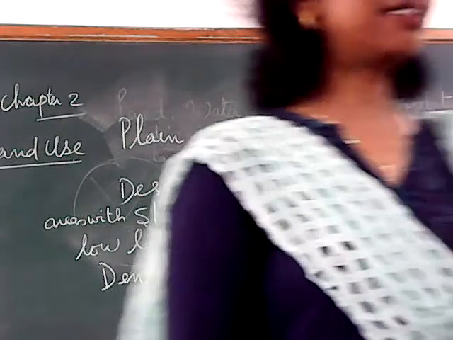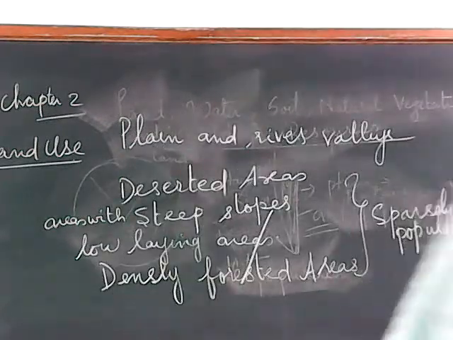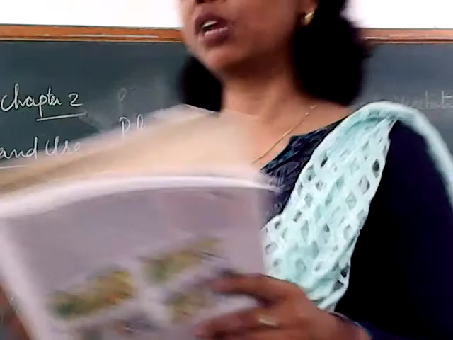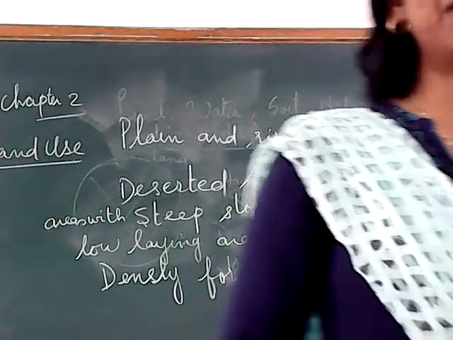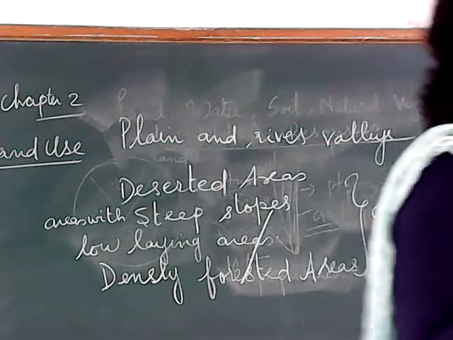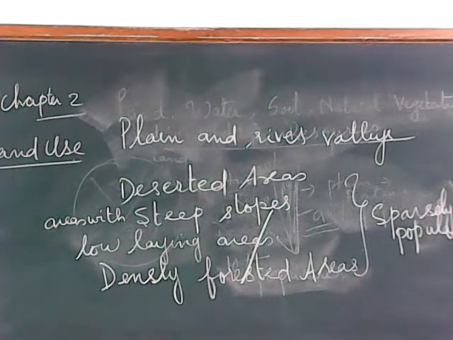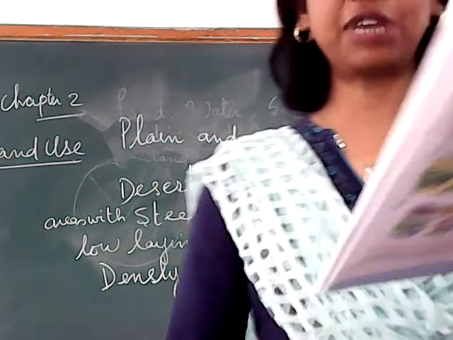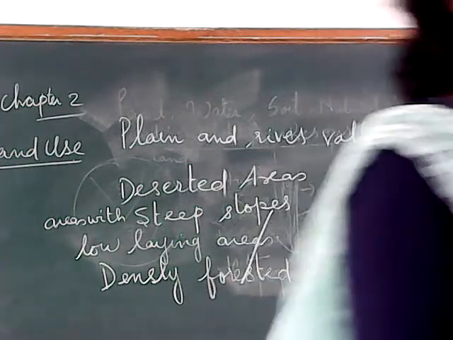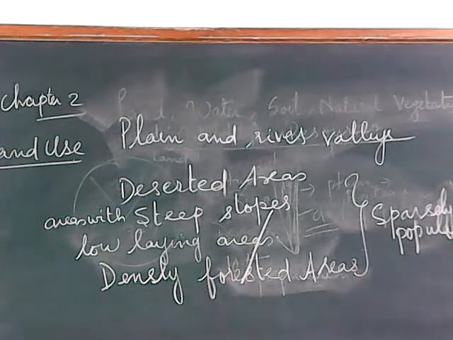Now there is a table given that shows the land use in selected countries. Which countries have the maximum agricultural activities, like agriculture or pasture or forest or other uses. If you see, there are Australia, Brazil, Canada, China, France, India, Japan, Russia, UK and US.